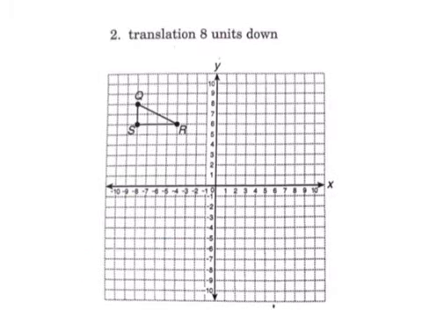For number 2, we have a translation 8 units down. That means the figure slides down 8 units. So start with whatever point you want. I'm going to start with R and move it down 8 units. 1, 2, 3, 4, 5, 6, 7, 8. My new R, or R prime, would be right here.